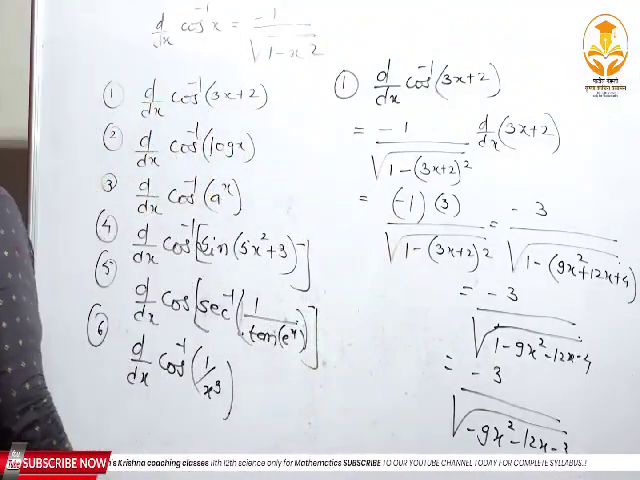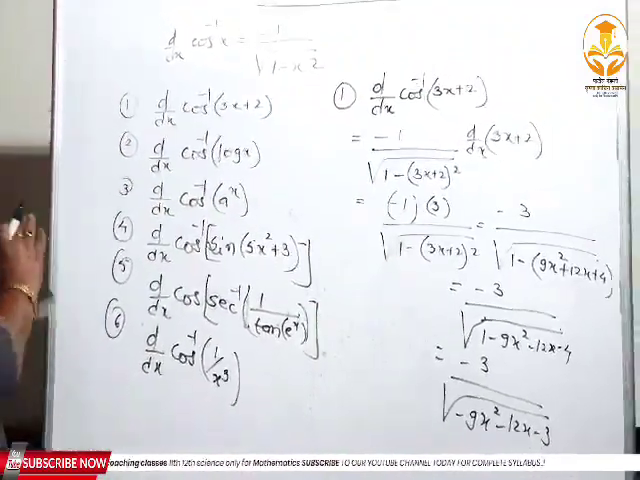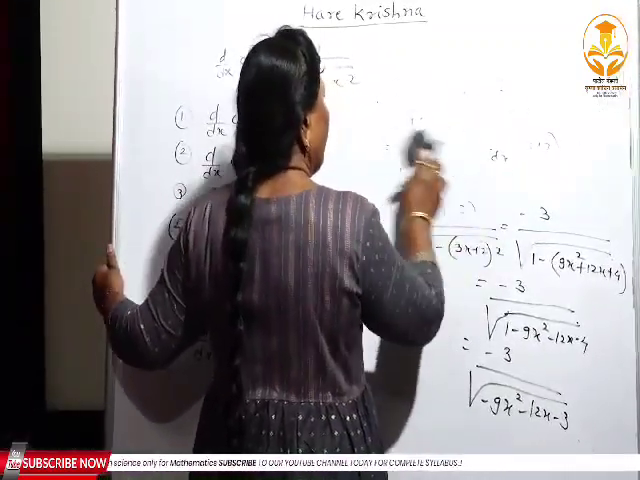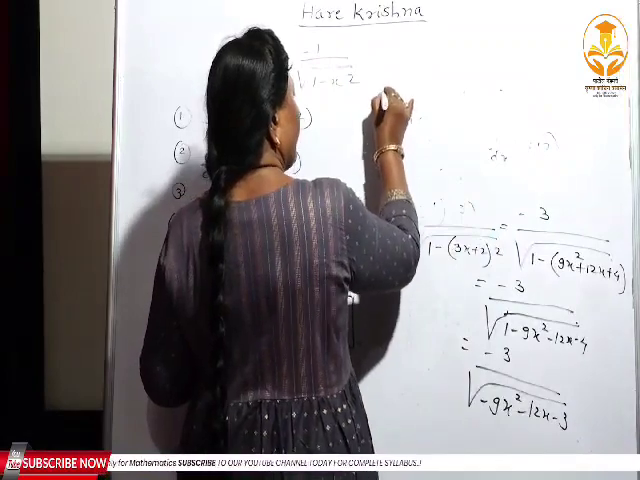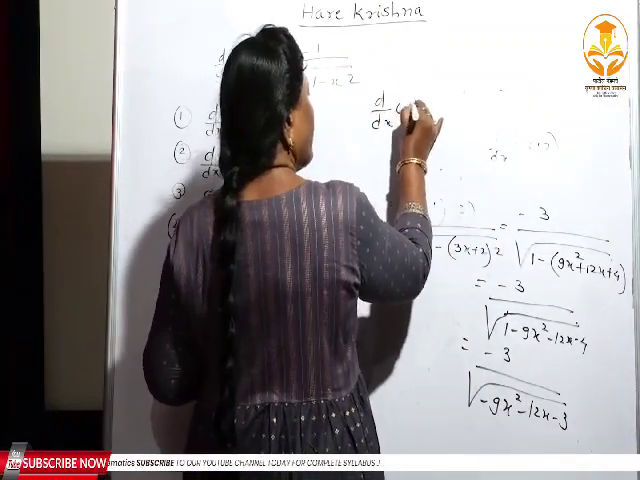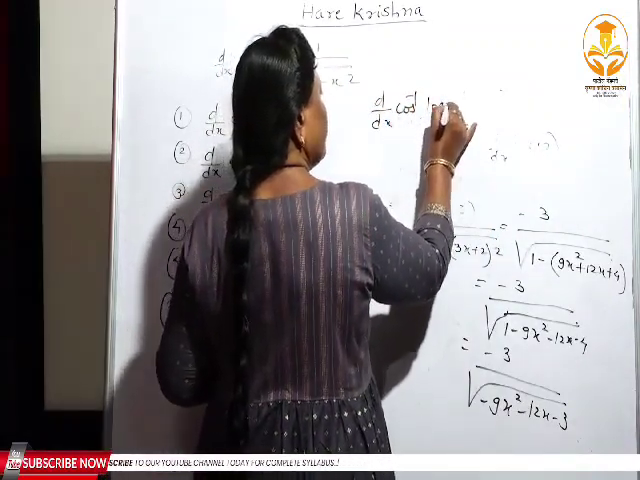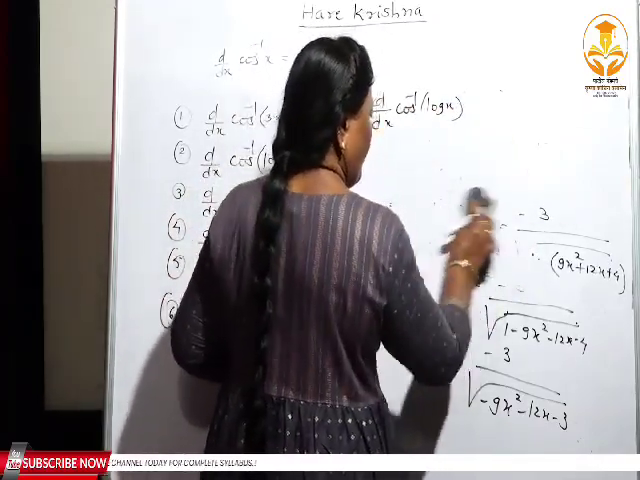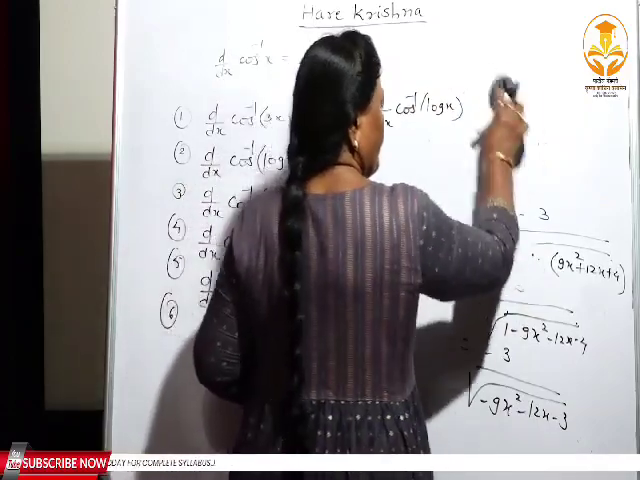Now I will take a second one. See, that is again very simple, d/dx of cos inverse of log x. Right? See here again. Very simple.